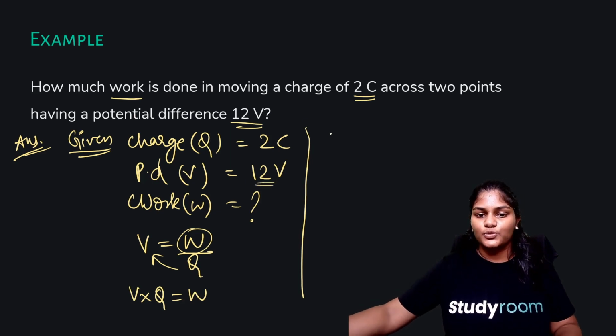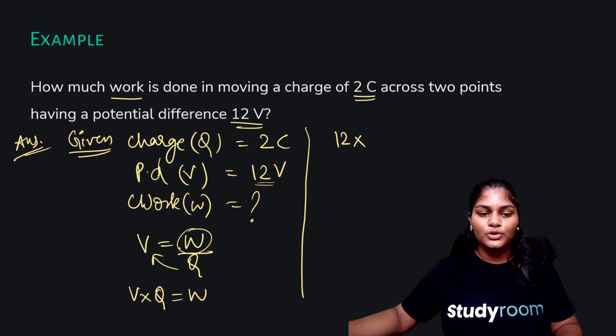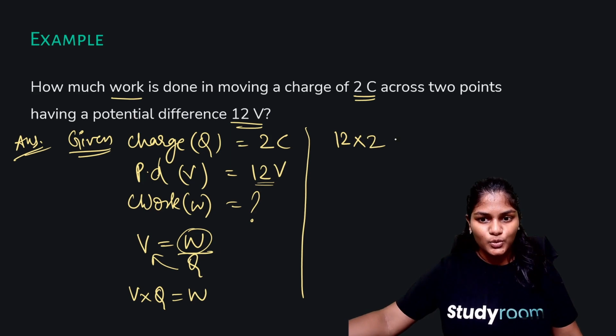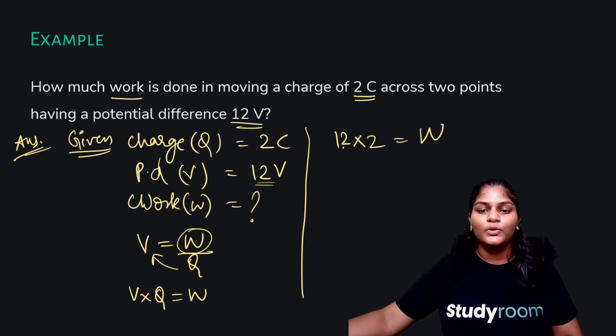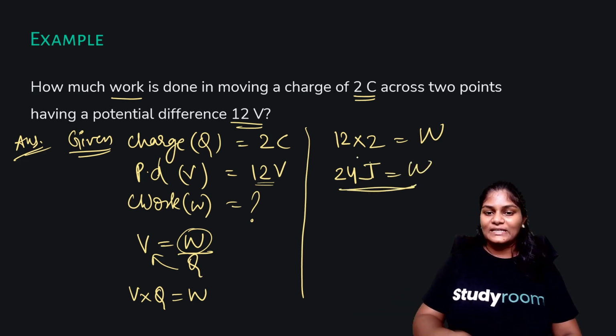V is nothing but 12 volt into Q, which is given to us as 2 coulomb, is equal to W. So 12 twos are 24. What is the unit of work? It is joule. So 24 joule is the work done. Okay, great. Let's move on.